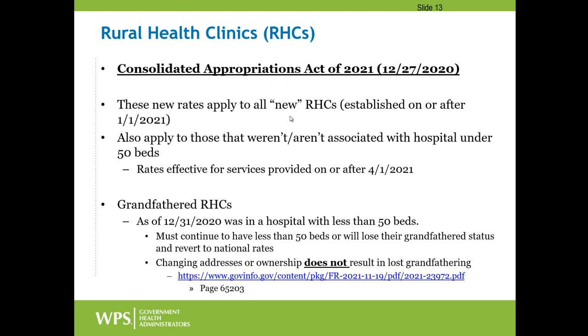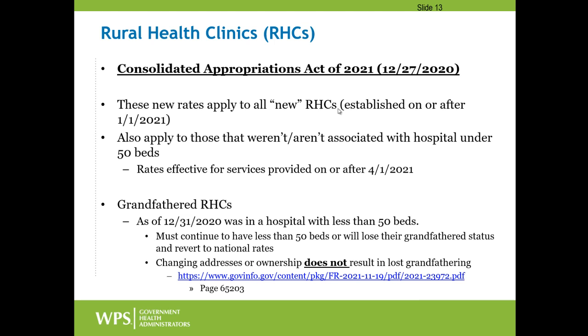So when I said this took effect 1/1/21, it basically was for any RHC that was established on or after 1/1/21, or any RHC that wasn't exempt from the limits. So again, if there's a brand new RHC, then of course there's no way they can be exempt from the limits. There's no new grandfathering provision. Even if you have a brand new RHC that's hooked up to a hospital with under 50 beds, they can no longer be exempt from the limit.